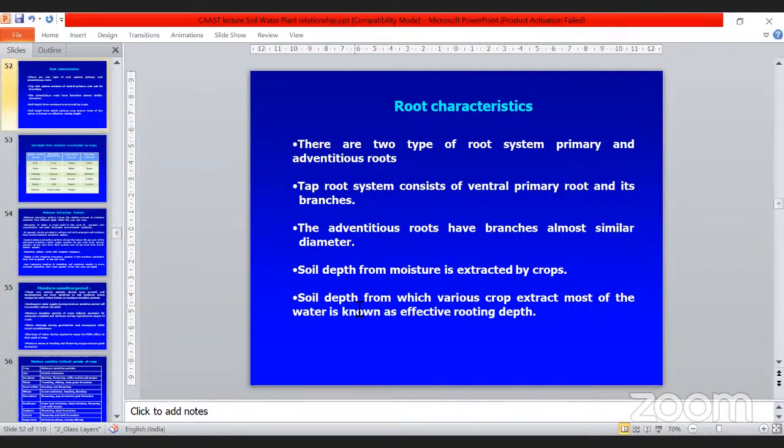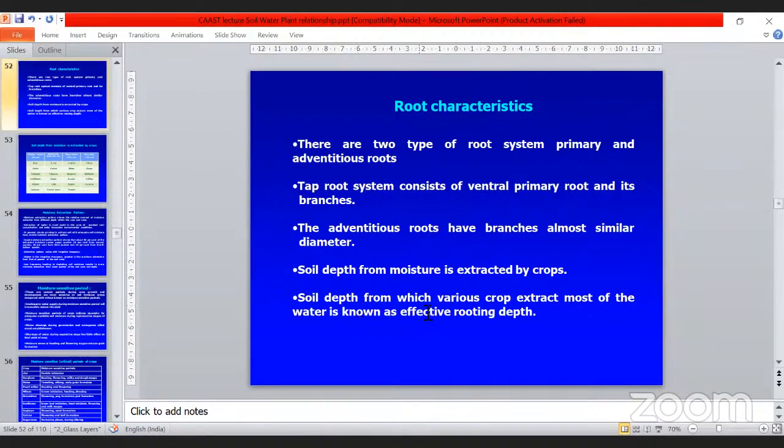The soil depth from which moisture is extracted by the crops. So based on that root system also, we decide how deep the ploughing has to be done, so that the roots will get into that depth. The water should move into that depth and the roots can extract the water and get the nutrients from that particular area. So root characteristics determine how to do the tillage and how to give the irrigations also.